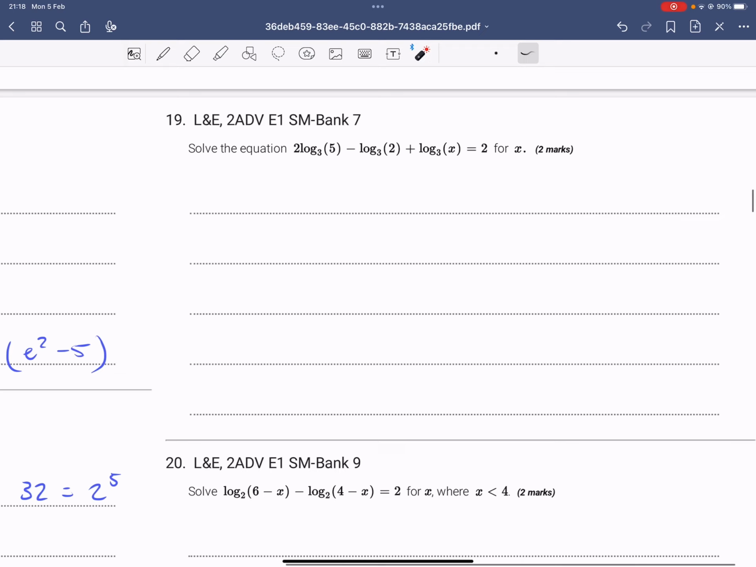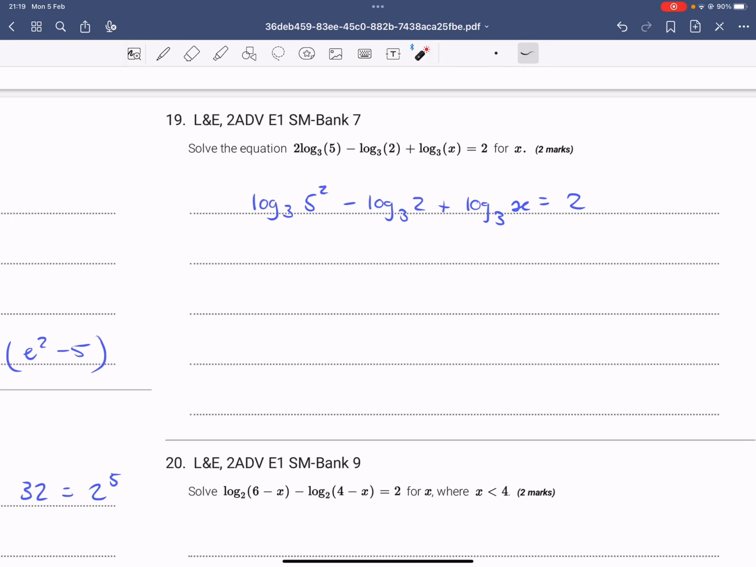Okay, we're solving the equation 2 log base 3 of 5 minus log base 3 of 2 plus log base 3 of x is equal to 2. Again, we're just going to use the rule that when we subtract, we divide. Before we do that though, we might deal with this 2 because we can't combine these in their current form because of this 2. So we're going to use our power rule and say this is log base 3 of 5 squared minus log base 3 of 2 plus log base 3 of x, and that's equal to 2.